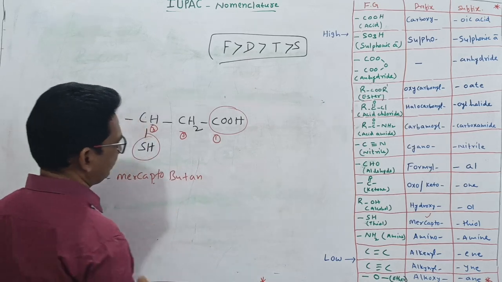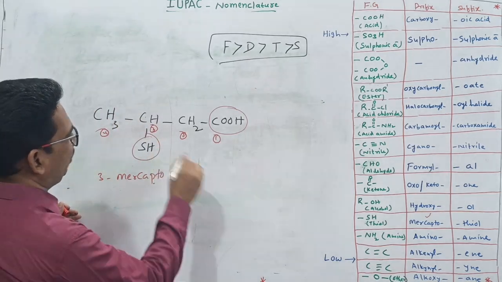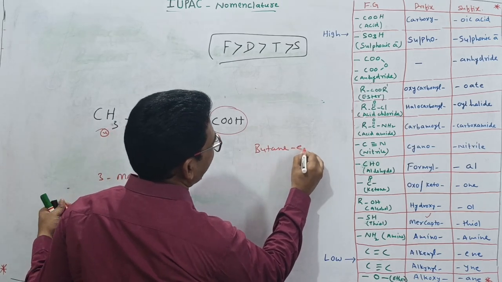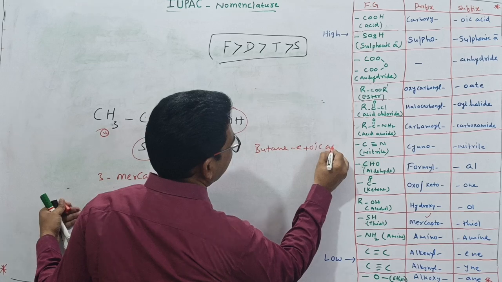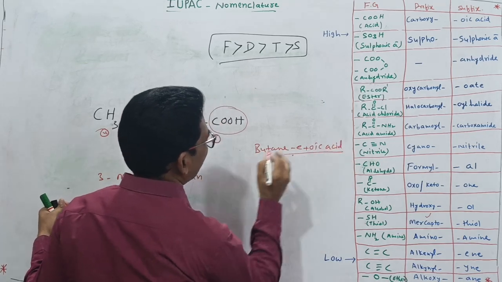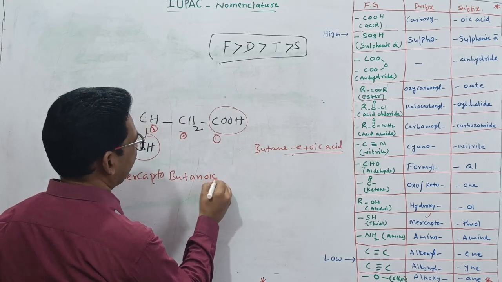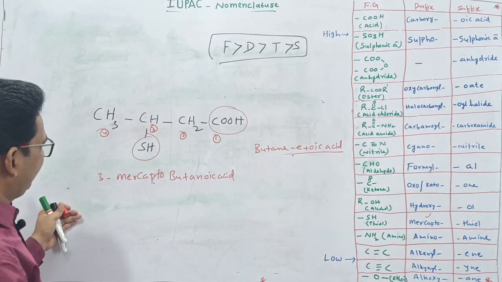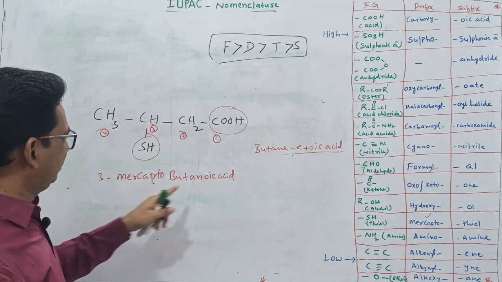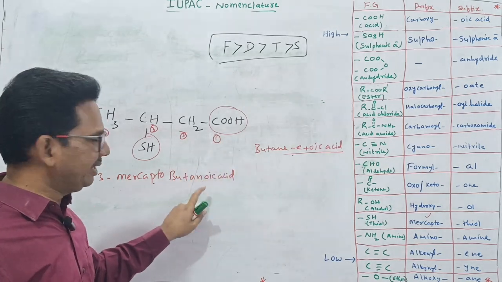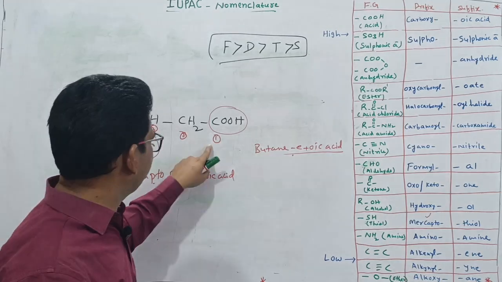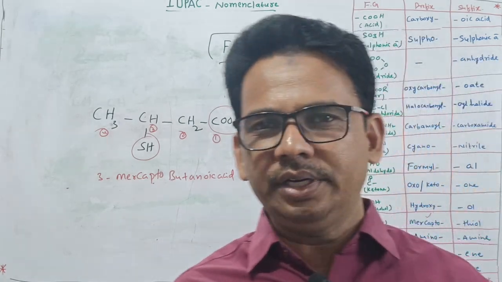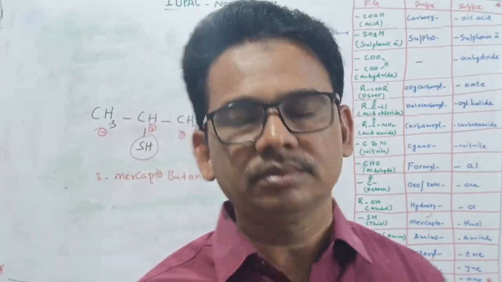N, because butane, minus E plus oic acid, then what will it become? Butanoic acid. Did you understand? 3-mercaptobutanoic acid. I have not mentioned the number for the acid group here. Why? Because this acid group is present at the first position. When it is present at the first position, there is no need to mention it. Okay.